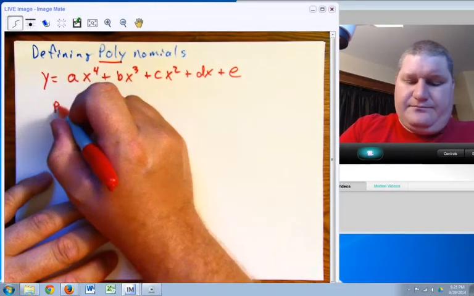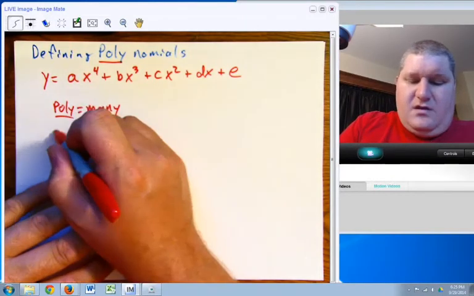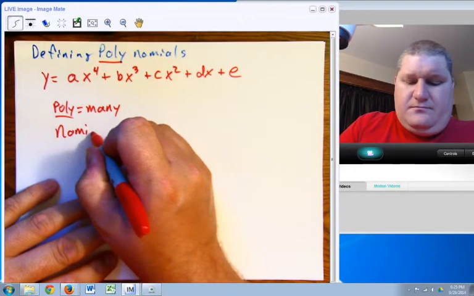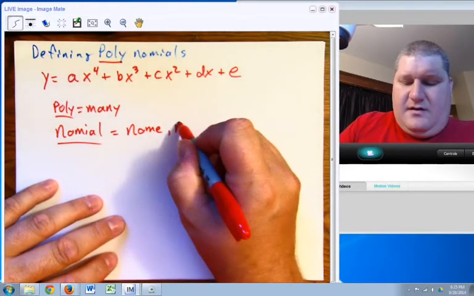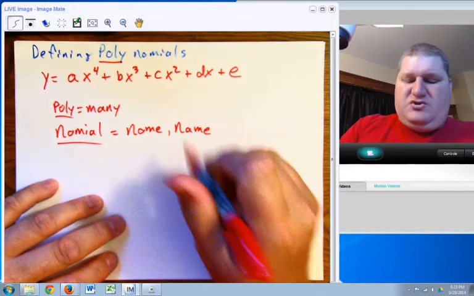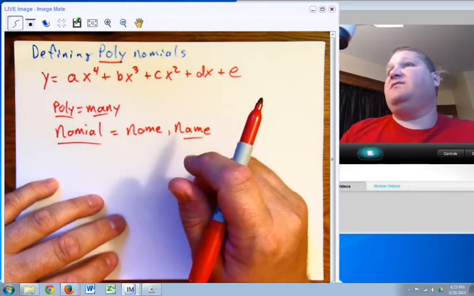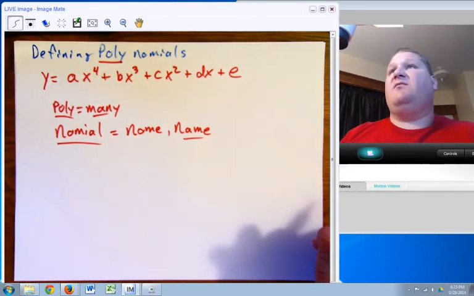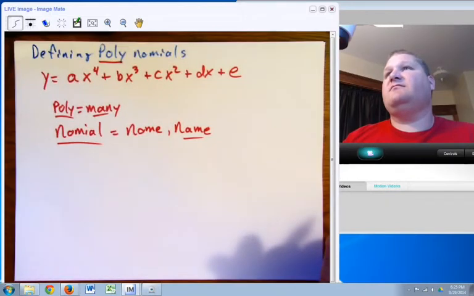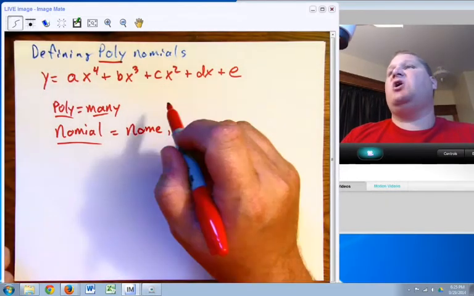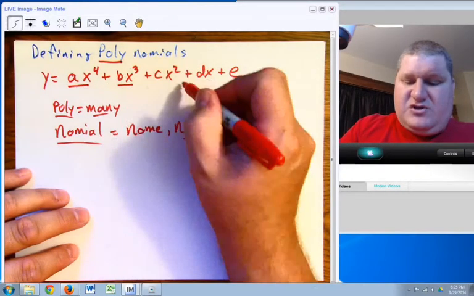Poly, meaning many. Nomial, nome, name, or name. So many names, okay? So in this case, we have something with many names. Really, in reality, what we have is many terms. So with many terms, we come up with this is a chunk, this is a chunk, here we go.